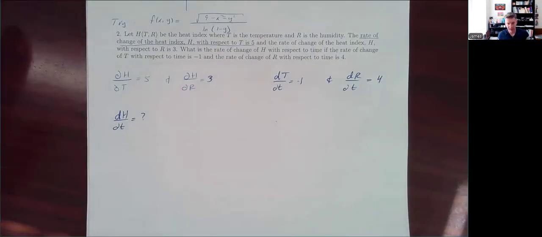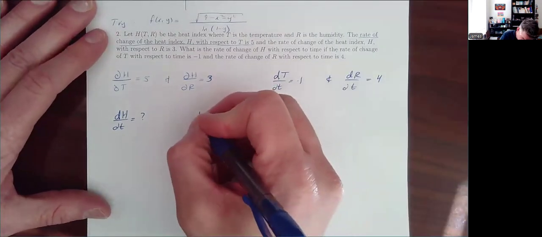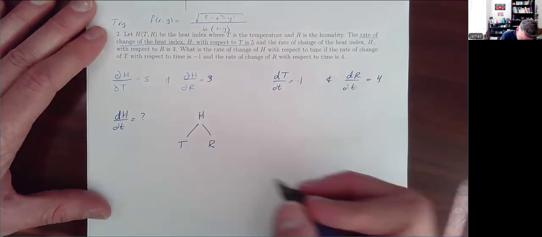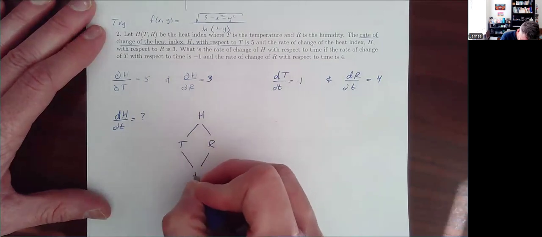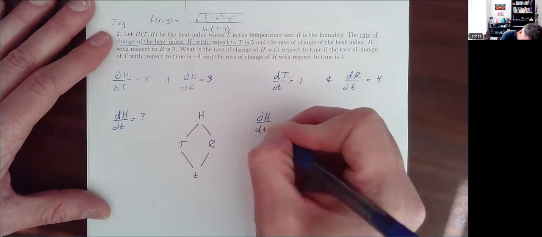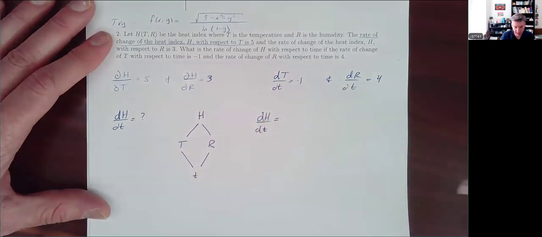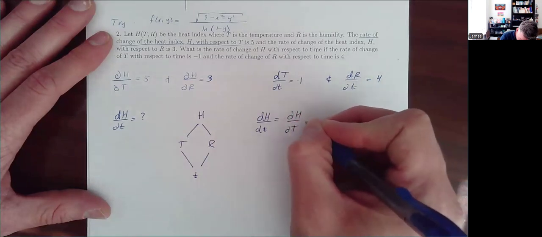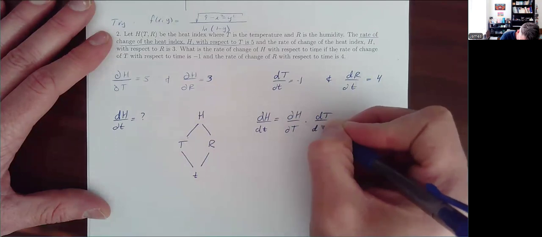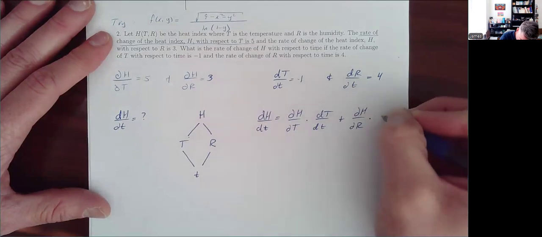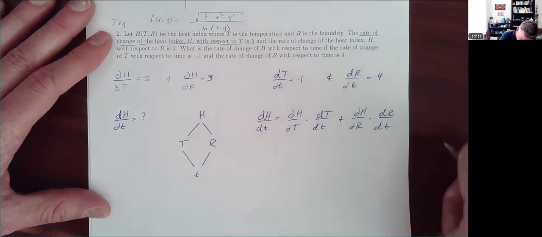So this is a chain rule problem where they're giving you all the information in a roundabout way. So let's draw a little map. We know that capital H is a function of temperature and humidity, and then temperature and humidity both depend on time. So we can say that dH/dt is equal to all the paths that get us there. So H to T and then T to t: del H del T times dT/dt, plus the other path, del H del r times dr/dt.